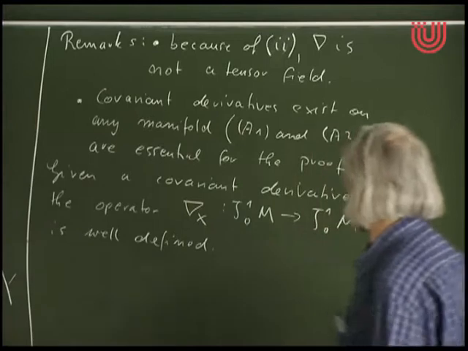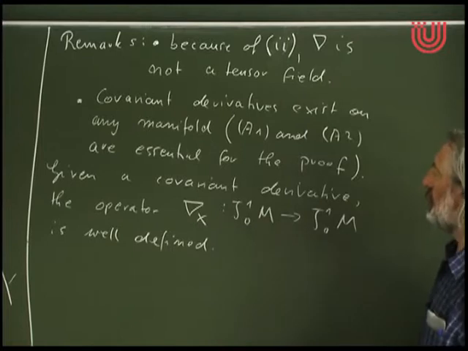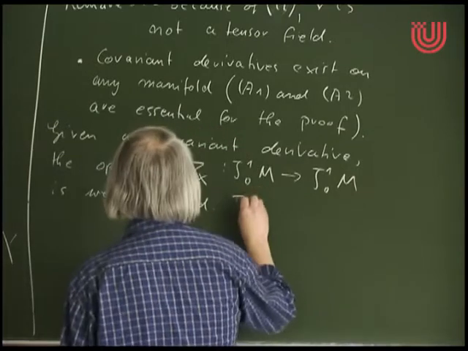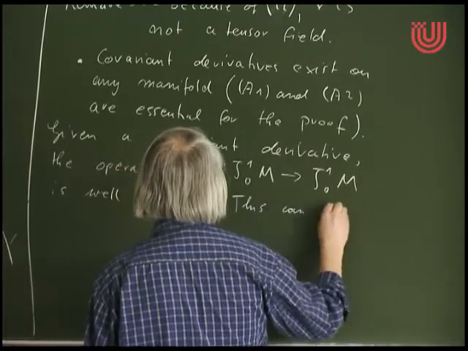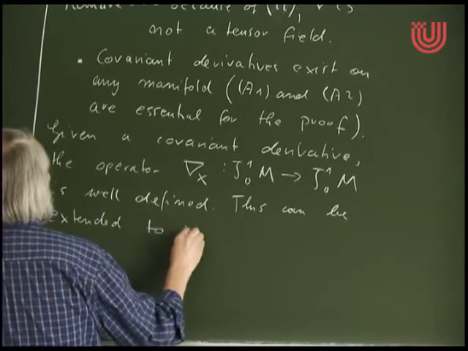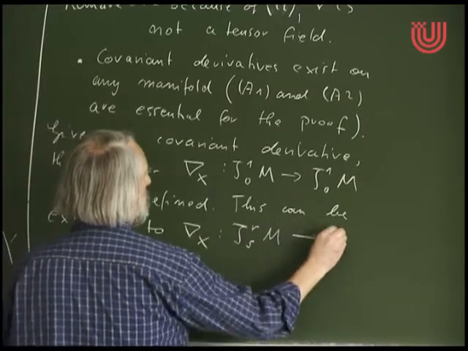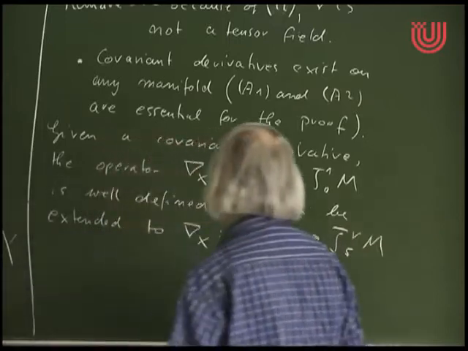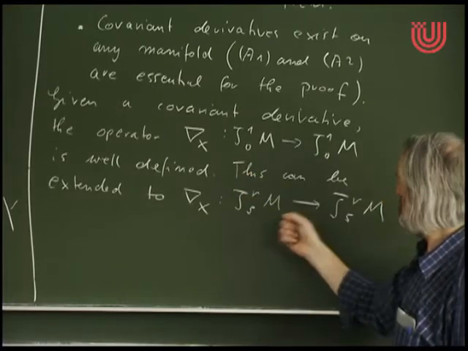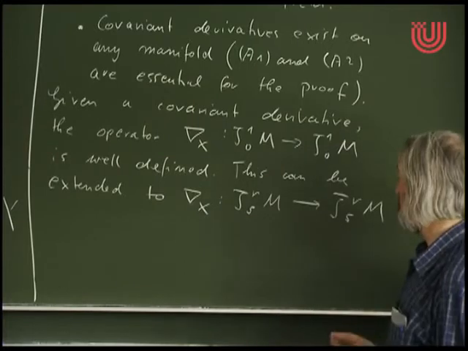Now my claim is that this is already enough to get this operator on tensor fields of arbitrary rank (r, s). So we have to extend it to tensor fields of other ranks. So this can be extended to an operator del_X, which acts on tensor fields of arbitrary rank (r, s). So the object which is differentiated is a tensor field, and the outcome is again a tensor field. That's what we wanted to have, well, what the partial derivatives do not do.